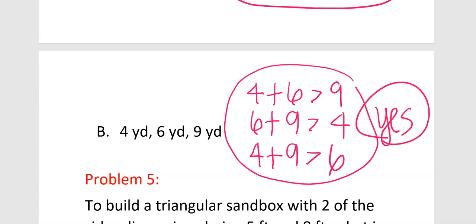Basically, it's all of them two at a time. So I always do the first two together, bigger than that one. The next two bigger than the first one. And the first and last one bigger than the middle one. You can do them in any order as long as you've got all three, if it works.